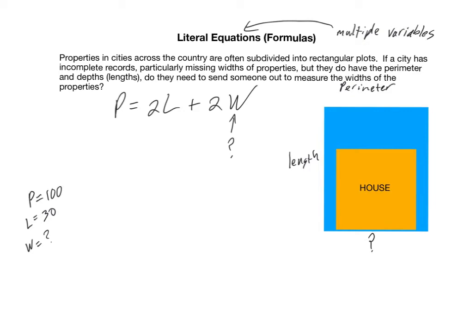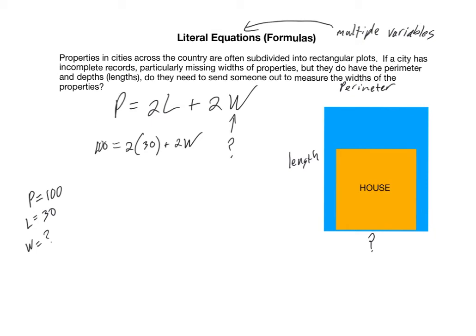Well, we have the general relationship between the perimeter, the length, and the width for a rectangular plot. Let's plug the known numbers in to see if we can find the unknown number. So in place of P, I've got 100 equals 2 times, in place of L, I've got 30, plus 2 times W. And if you look at this equation, it's a one variable equation. You absolutely can solve this equation for W.